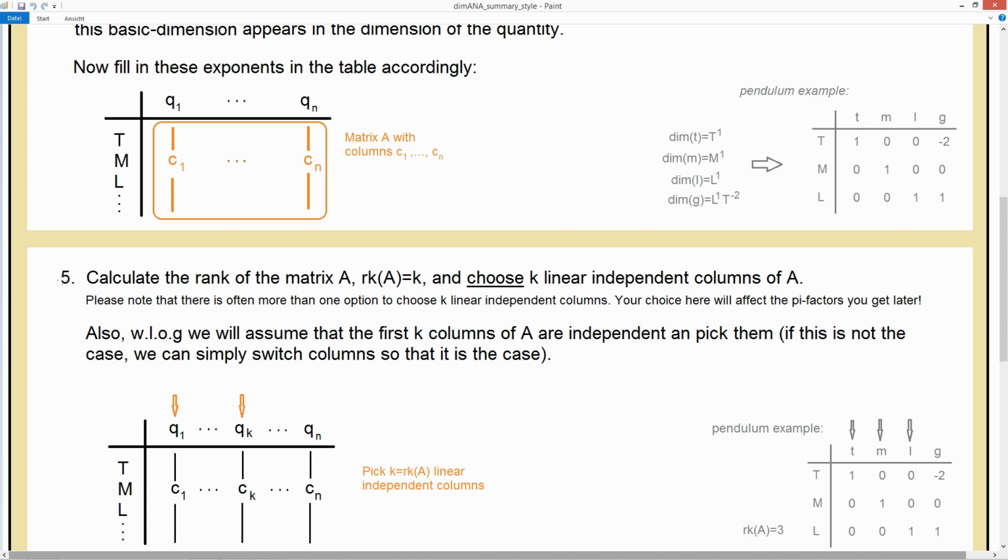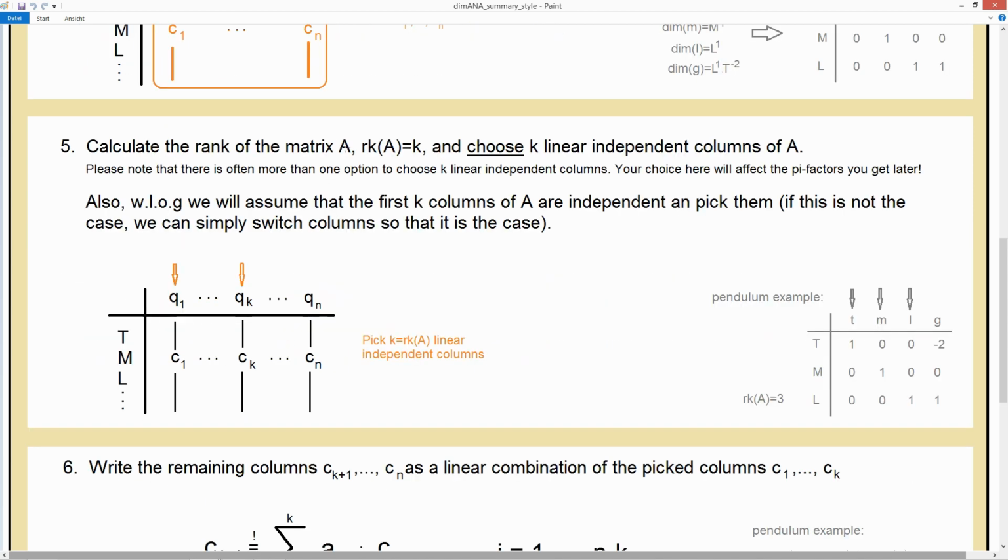In the fifth step, you have to calculate the rank of the matrix A. We call this rank K, and then you have to choose K linear independent columns of A.